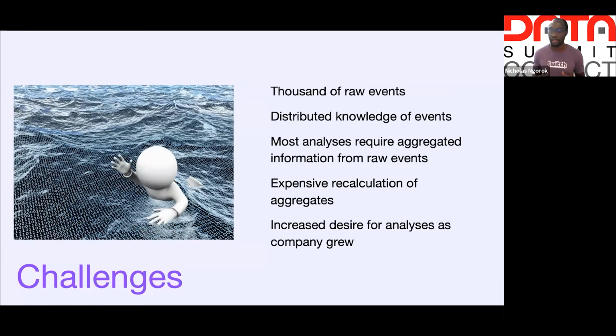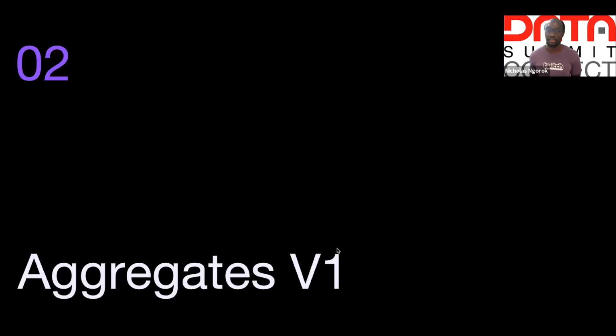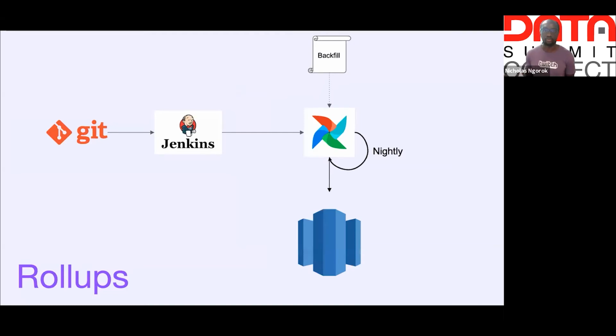Tie that in with the fact that we kept growing as a company, business was doing well, and there was an increased desire for more analysis from different parts of the business. And we were not in a great situation to actually get data out to folks as quickly as we could. This then led us to come up with the first solution of what we could do to make aggregates better for the company. It was a system that we called Rollup.